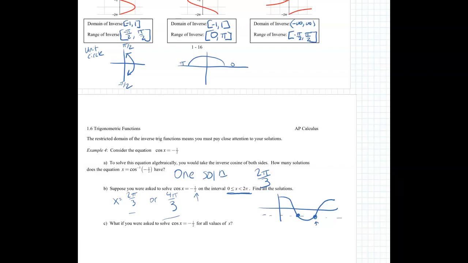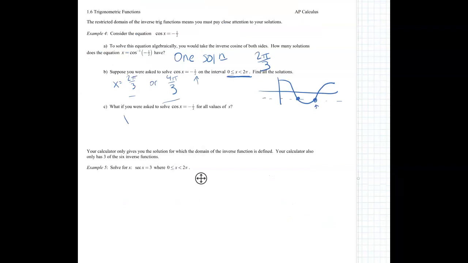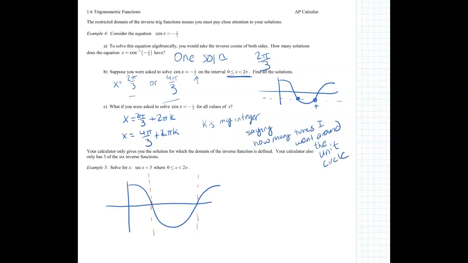Alright, on C, what if we're asked to solve cosine of x equals -1/2? What are all of the values of x? Alright, so this one's a little bit different. So we know at some point x is equal to 2 pi over 3, and we also know that x is equal to 4 pi over 3. And just like when I did with domains and things like that, I'm just going to say plus 2 pi k on both of them, because I just use k as a constant. You can use c, because we're going to be using c a lot this year as well. It doesn't matter to me, guys. Just pick something for your constant.